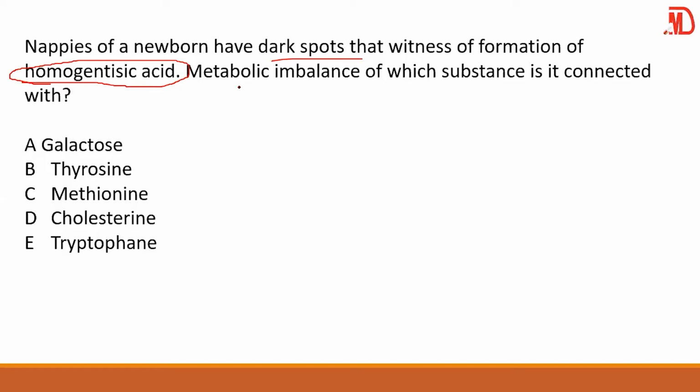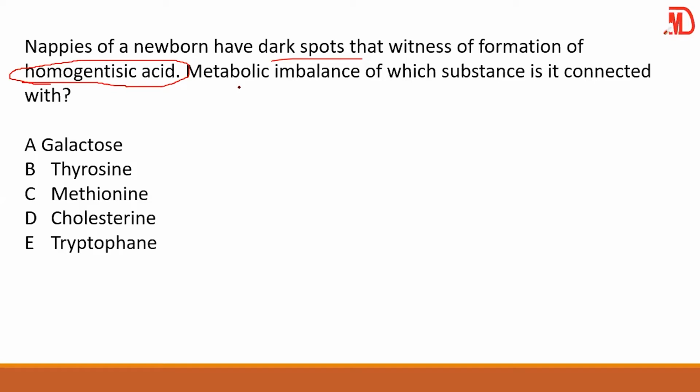Before you can answer this one, you need to know what homogentisic acid is all about. First of all, it is an aromatic compound. When we say aromatic compound, it's something that has that sweet-smelling fragrance. And it is involved in the breakdown of amino acids, and these amino acids are tyrosine and phenylalanine.